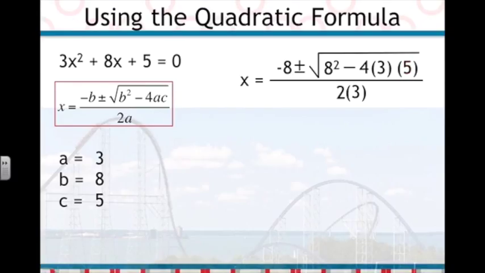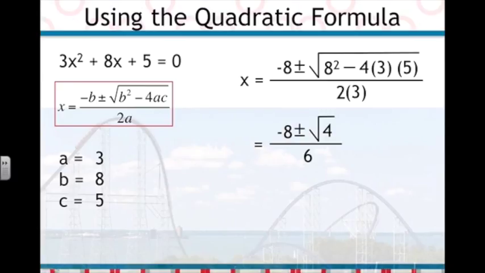Now that we have all the proper values in place, all we need to do is simplify. First, let's simplify what's in the square root. 8 squared is 64, and 4 times 3 times 5 is 12 times 5, which equals 60. So we have the square root of 64 minus 60, which is the square root of 4. Also, notice in the denominator that 2 times 3 equaled 6. So now we have negative 8 plus or minus the square root of 4 all over 6.